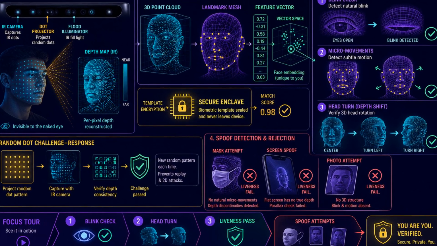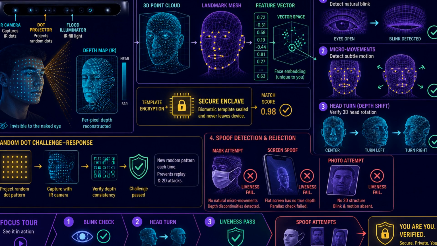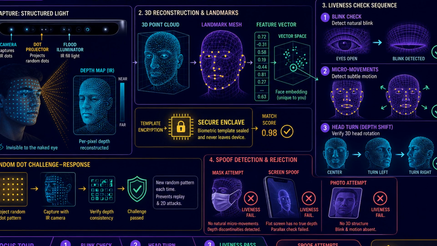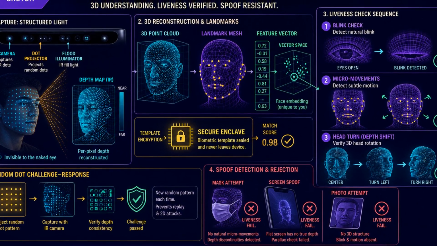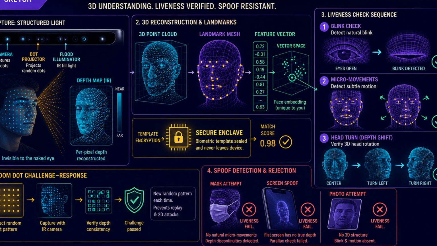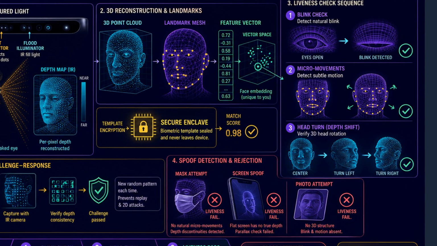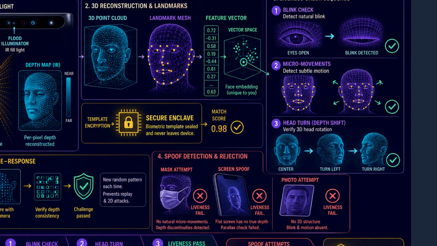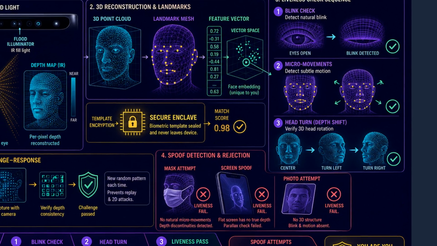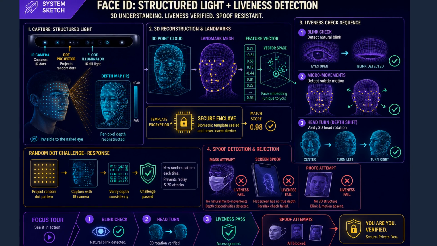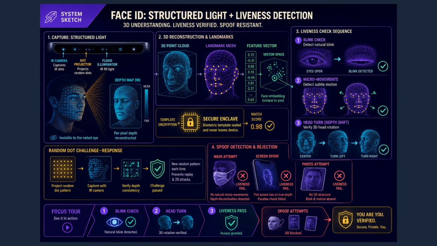A flat photo or video replay fails because the system checks for liveness. It looks for subtle signs of a real 3-dimensional face. Micro-movements from breathing, eye blink patterns, depth variation when you slightly turn your head. Some systems project a random dot pattern and verify the response matches expected geometry. A mask or screen displaying your face lacks the correct depth response and gets rejected.